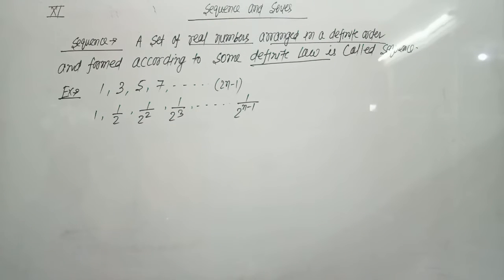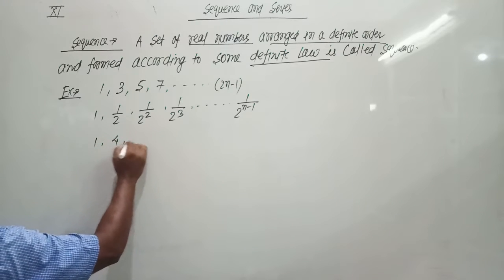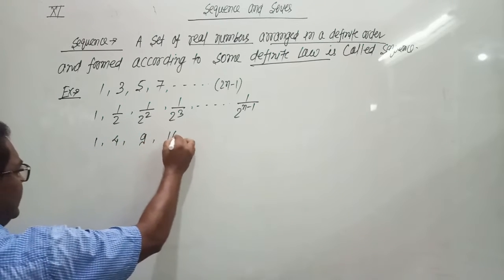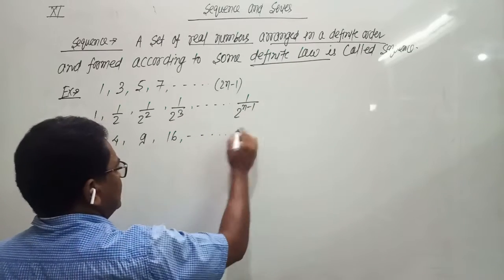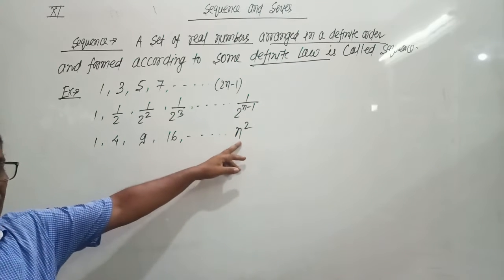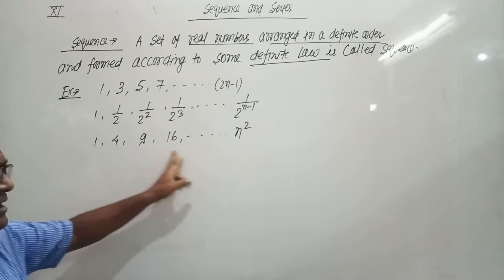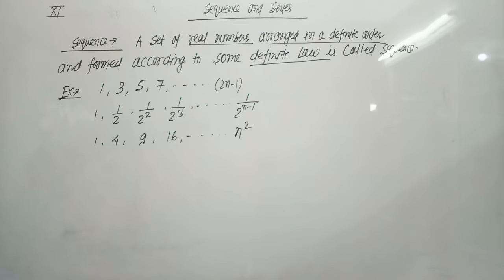The next example of the sequence is 1, 4, 9, 16, and so on. The definite law in this sequence is n square. By putting n equals 1, 2, 3, we get the corresponding terms of the sequence. So this is what a sequence is.